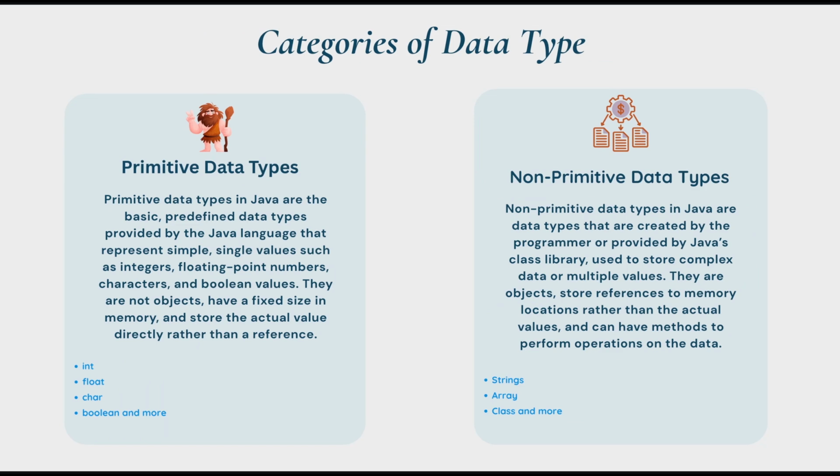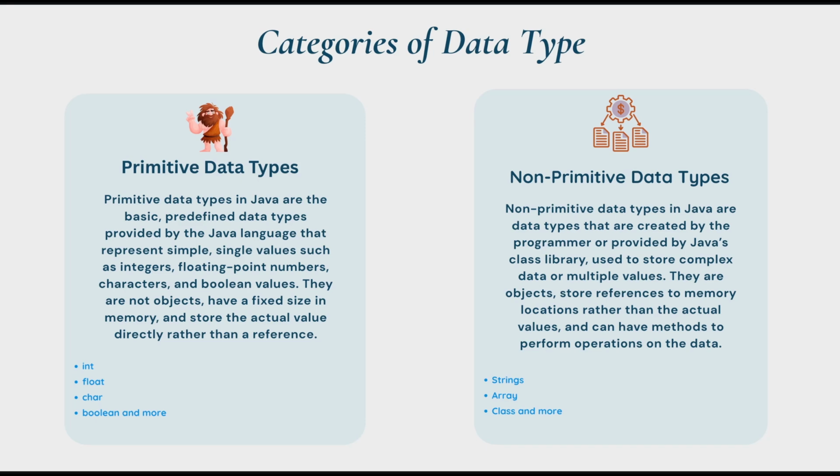So, categories of data types: there are mainly two categories, the primitive data types and the non-primitive data types. The word primitive is self-explanatory, it means the core one. Primitive data types in Java are the basic predefined data types provided by the Java language that represent simple single values such as integers, floating point numbers, characters or boolean values.